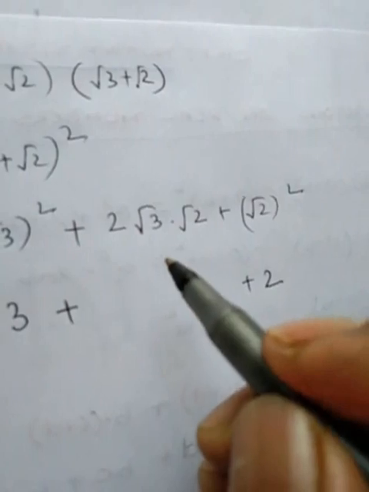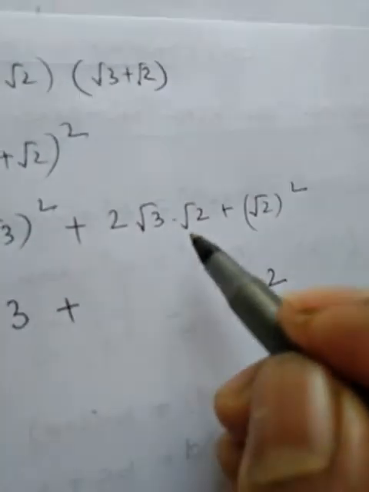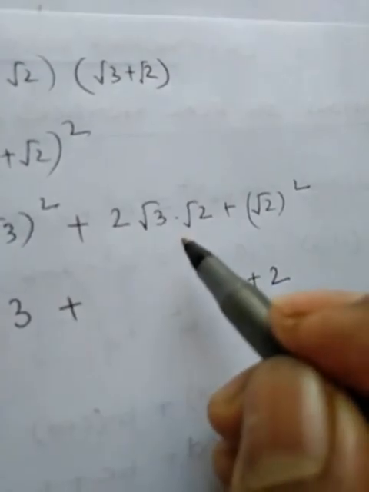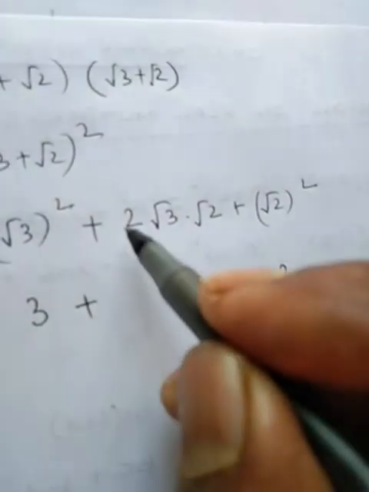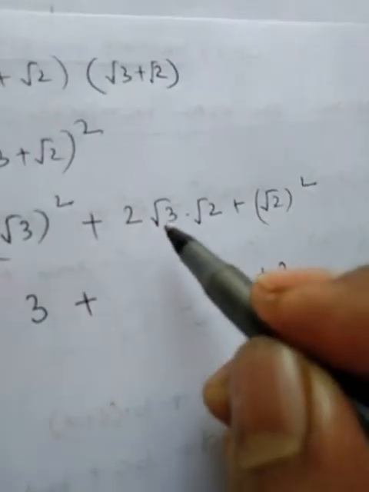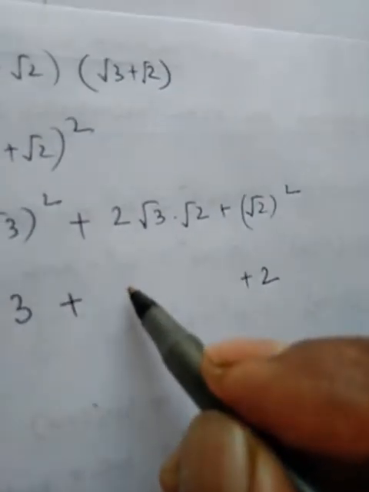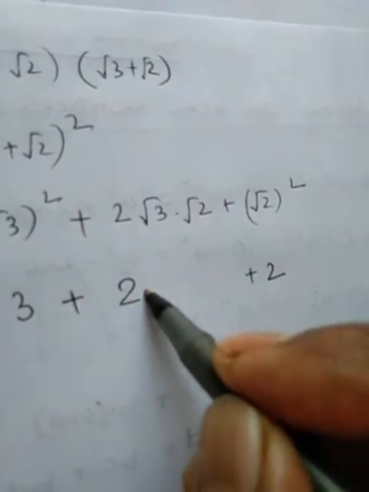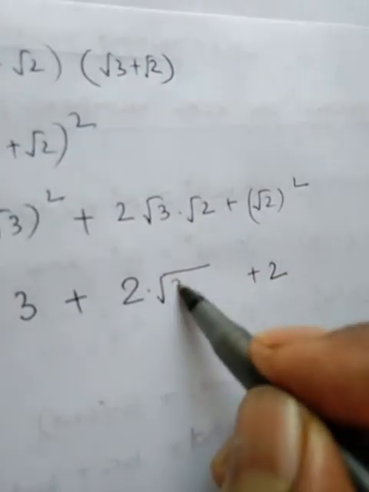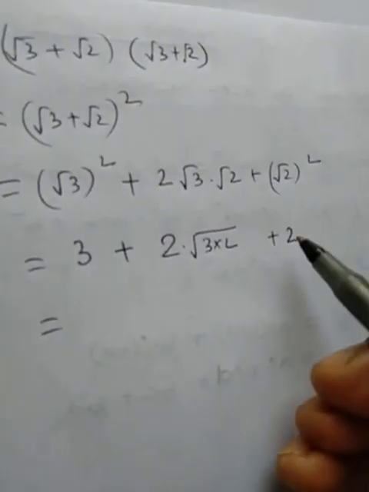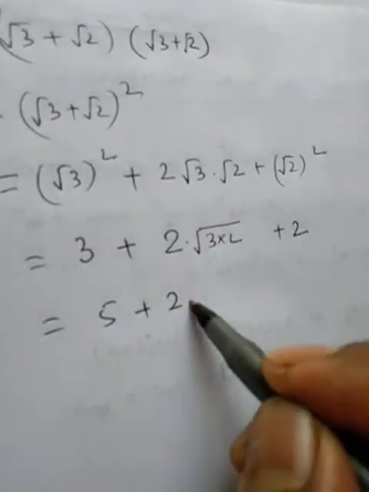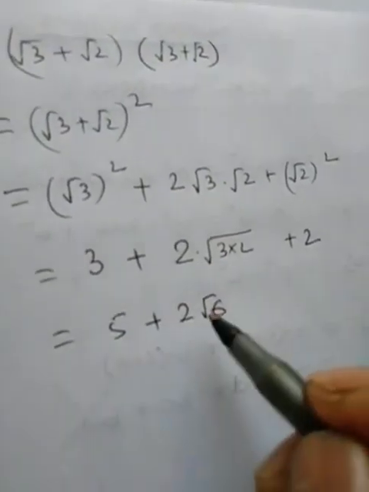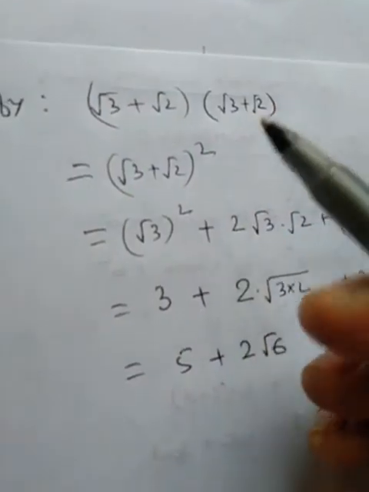Please remember, square roots of numbers we can multiply with each other, but these two we cannot multiply with 3, because it cannot go inside. But here root 2 and root 3 will multiply. So this will become 2 into root over 3 into 2. Then finally this 3 and 2 will have to be added, that will become 5 plus 2 root over 6. So this will be the answer of this simplification.